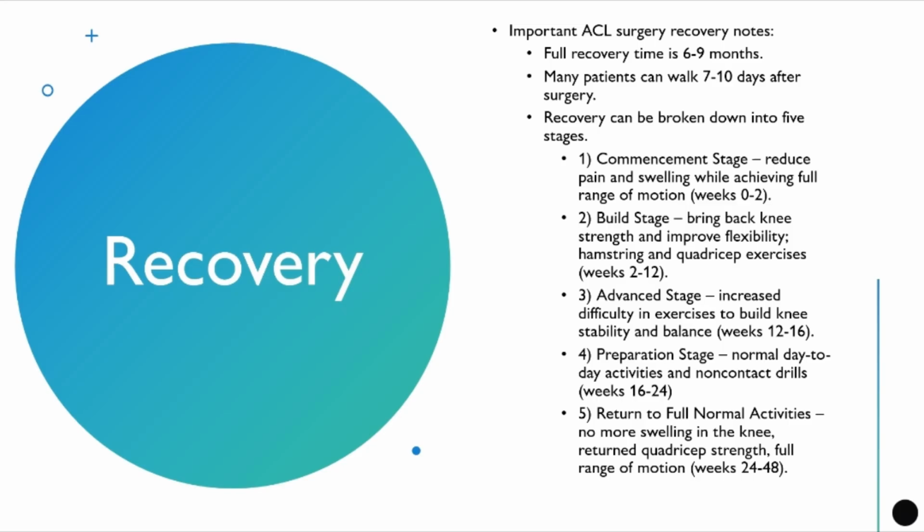Lastly is stage 5, which is where the athlete or patient can return to full normal activities. There should be no more swelling in the knee, returned quadricep strength, and full range of motion, and this typically occurs from weeks 24 to 48.